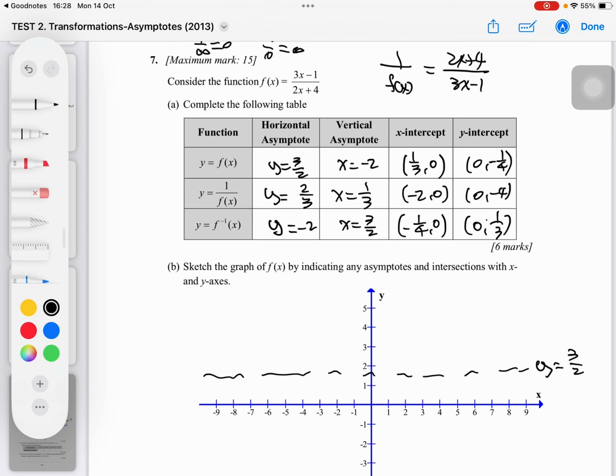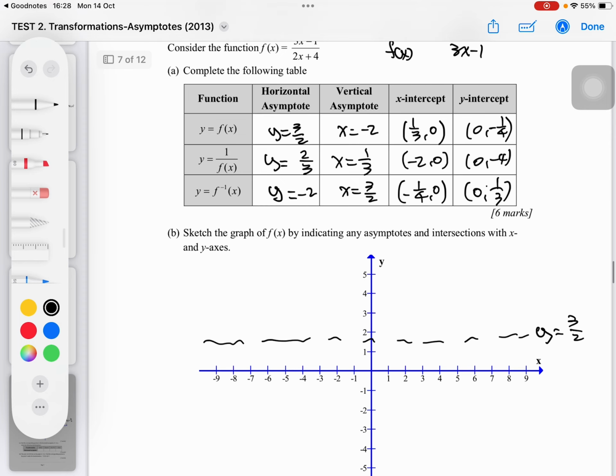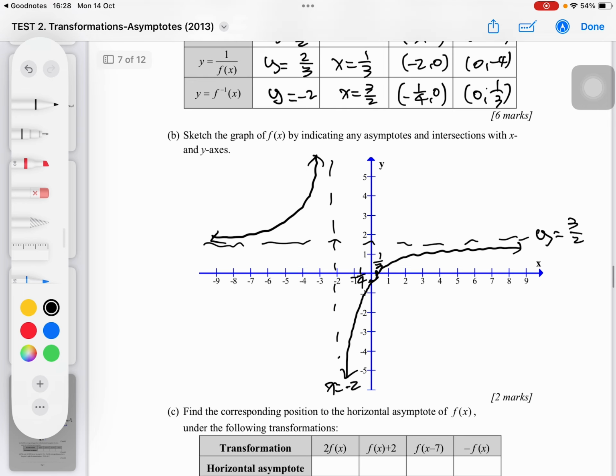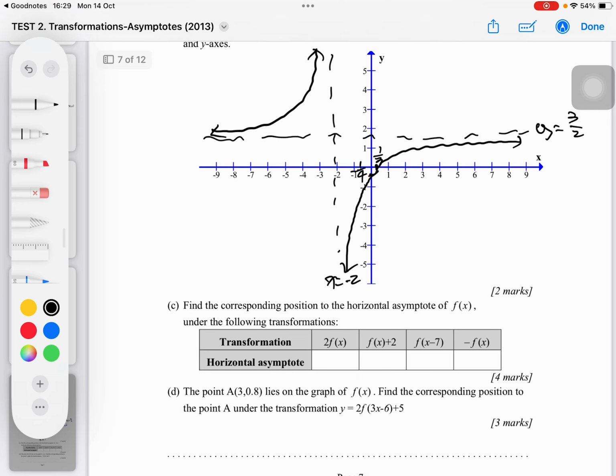Three over 2, sorry. And the vertical asymptote, y equals negative 2, x equals negative 2. And 1 over 3, 0, negative 1 over 4. So when we draw the graph, f of x becomes like this. And the corresponding position, horizontal asymptote of f of x.